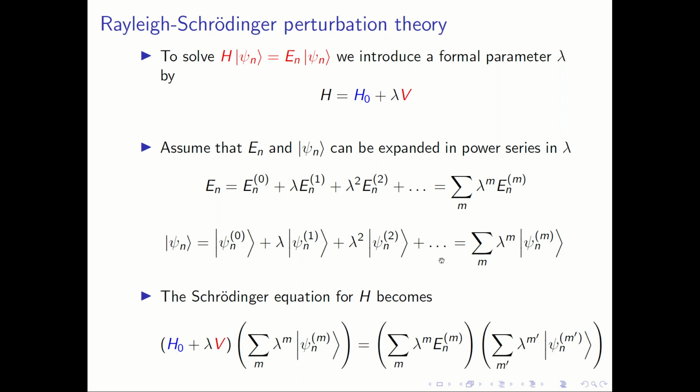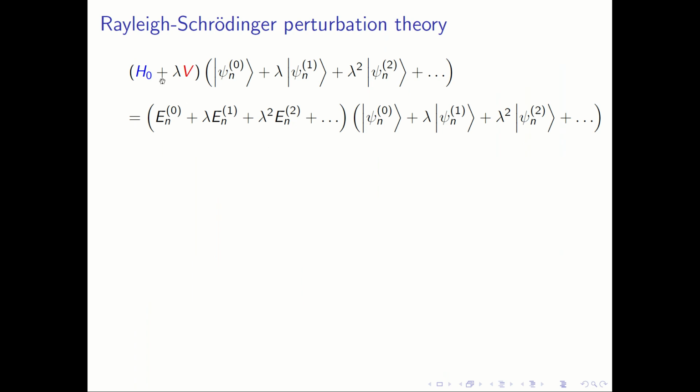So the Schrödinger equation for H, this H0 plus lambda V, simply becomes H0 plus lambda V acting on this infinite sum, which is |ψn⟩, equals this infinite sum, which is of course En, times this infinite sum, which is |ψn⟩. So if I were to write this out in detail, this is what it would look like. H0 plus lambda V acting on |ψn(0)⟩ plus lambda |ψn(1)⟩, etc., is equal to En(0) plus lambda En(1) plus lambda squared En(2) and so on.